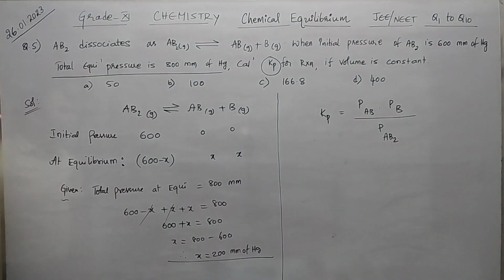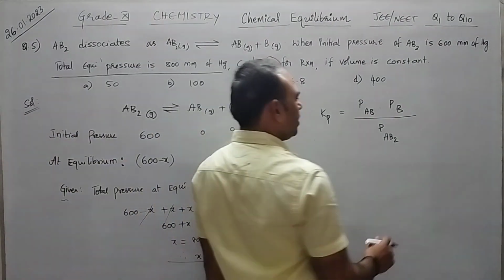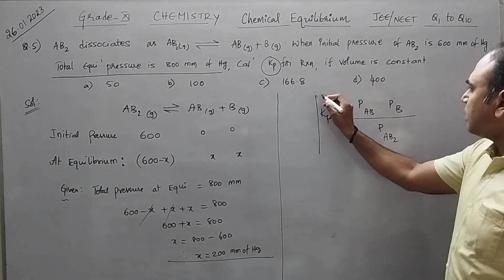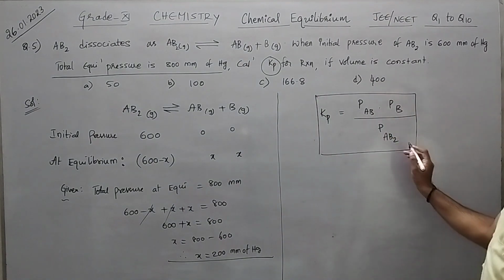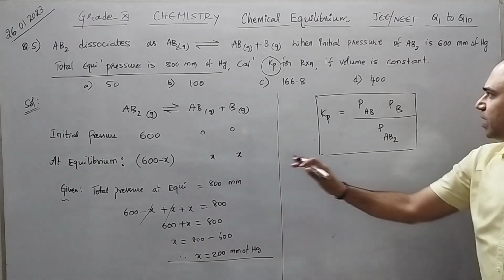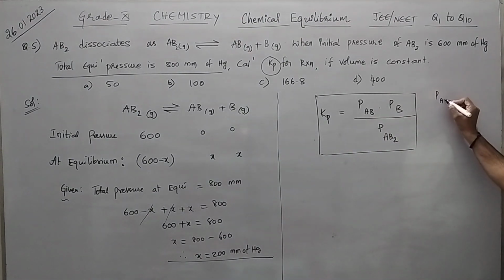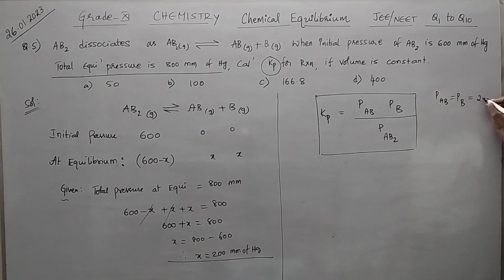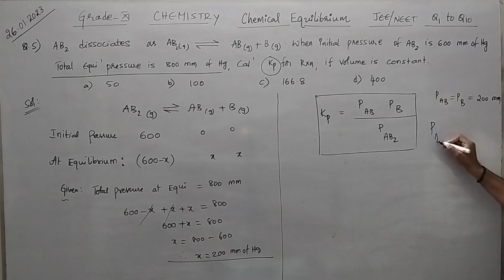You know the value here. So what is that? If you want, you can write it separately or directly calculate. So X we have, therefore PAB is equal to PB, nothing but 200 mm. And what is the reactant here? PAB2, 600 minus X, nothing but 600 minus 200, we get it as 400 mm.